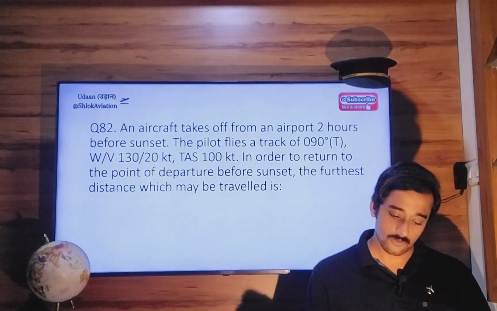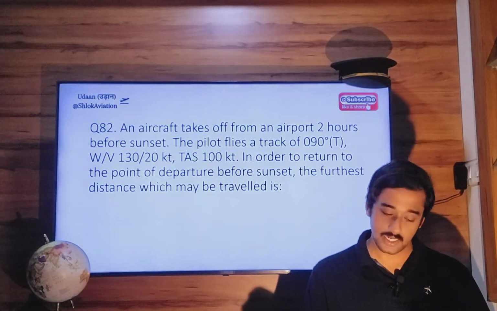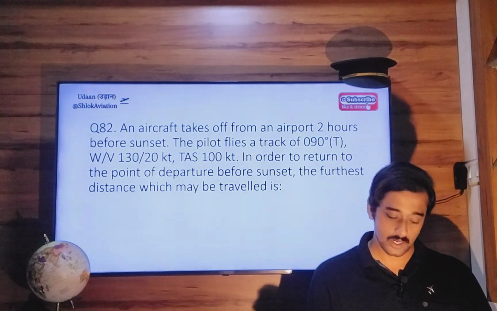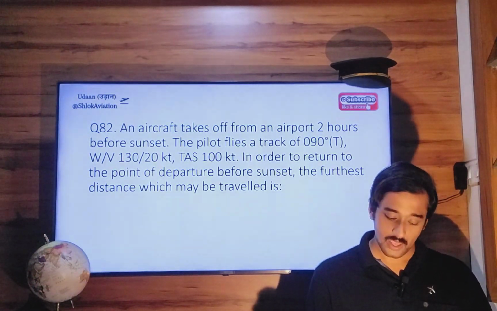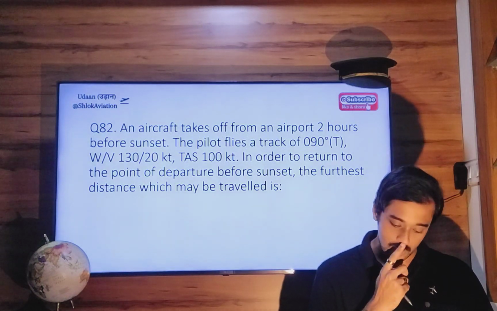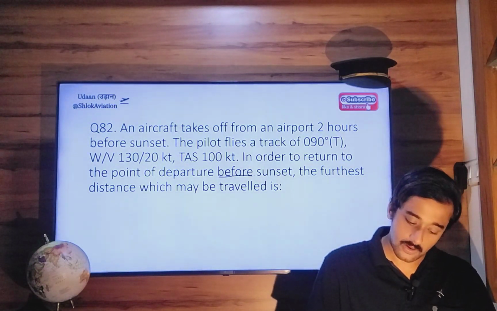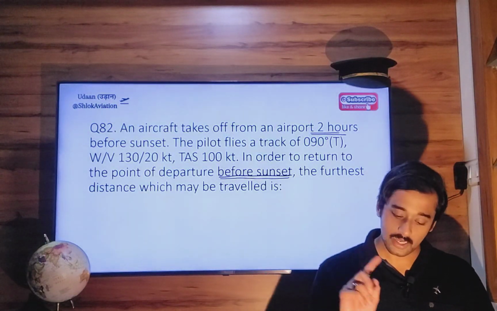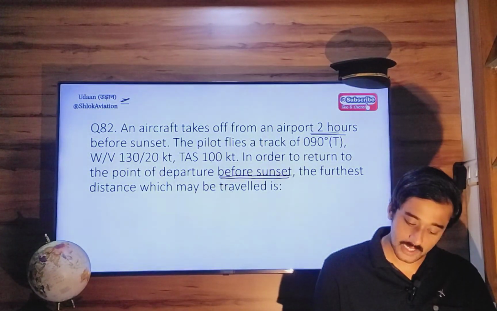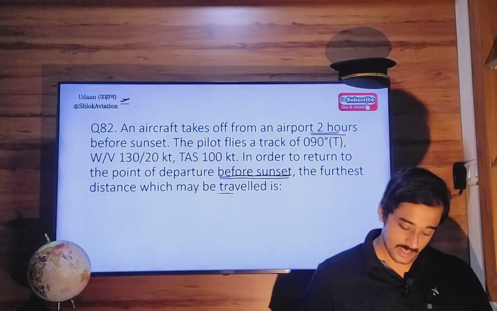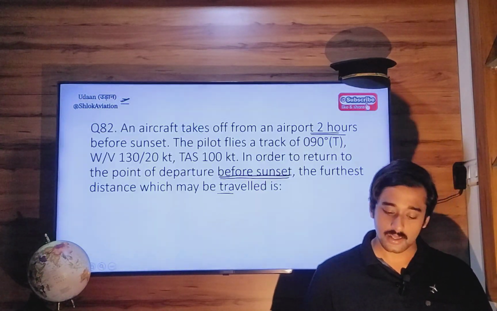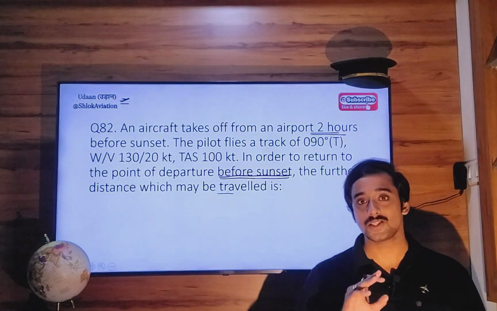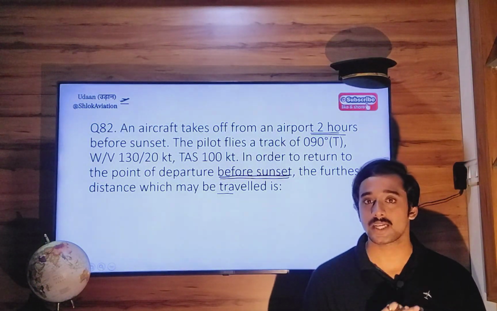An aircraft takes off from an airport 2 hours before sunset. The pilot flies a track of 090, winds 130 at 20, task so and so, in order to return to the point of departure before sunset. Okay, before sunset, that means you have 2 hours of flight time to go and come back. The furthest distance which may be traveled is equal to what? So, indirectly they are asking us to find out the point of no return distance. The distance you can go to and come back well within time.